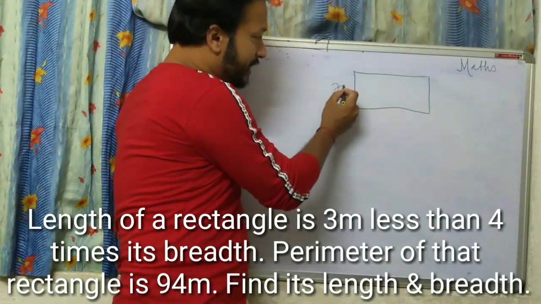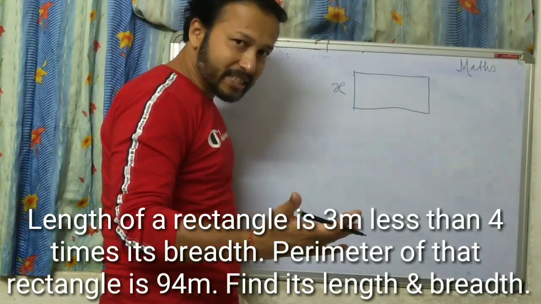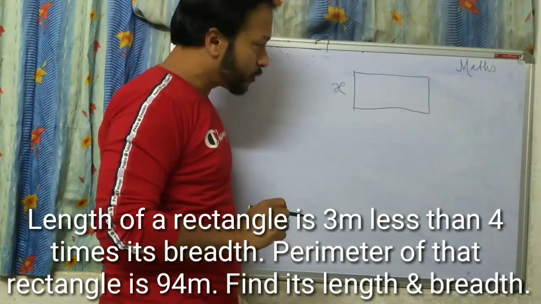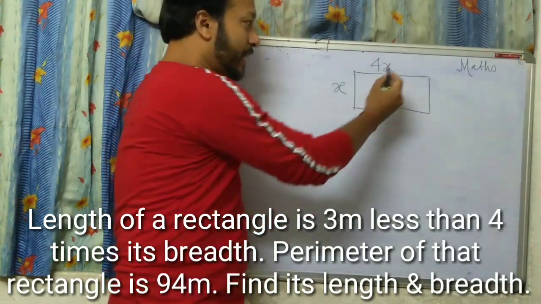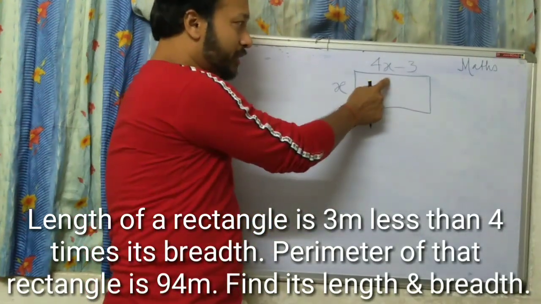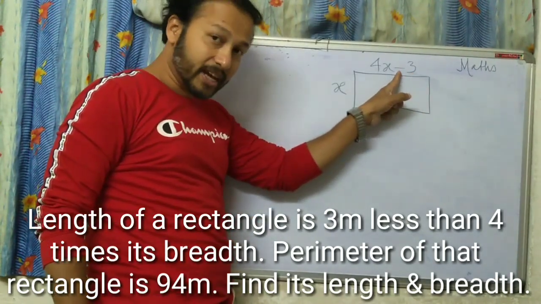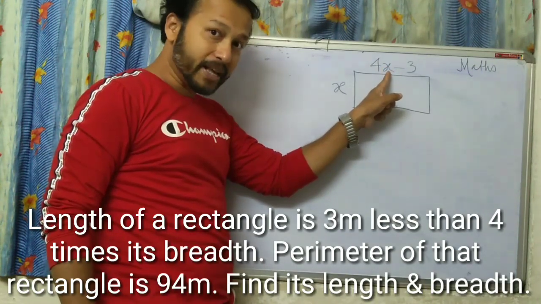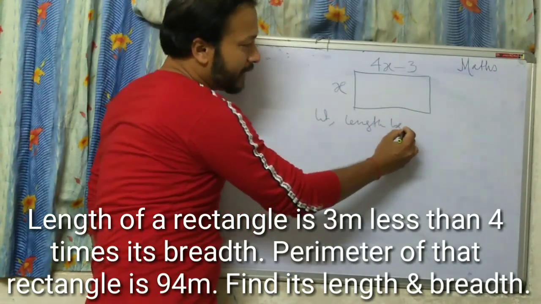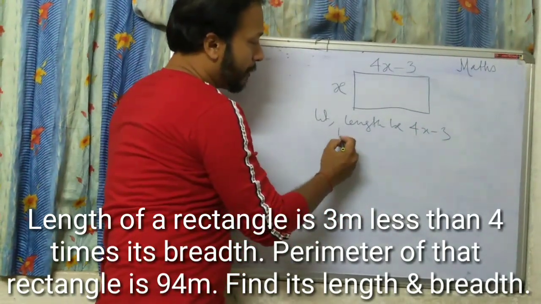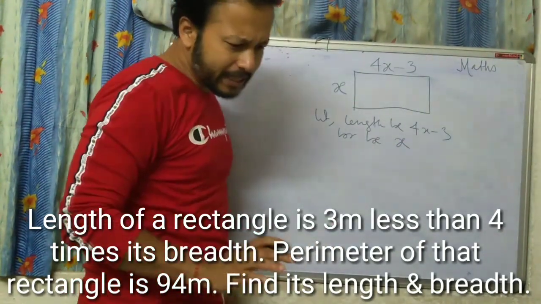First, let us consider that breadth is x. Then what is the length? Length is 3 meters less than 4 times the breadth. Breadth is x, so 4 times the breadth means 4x, but 3 meter less, that means minus 3. First you need to understand this. If breadth is x, then length is 3 meter less than 4 times of its breadth. Here you have to write that let length be 4x minus 3, breadth be x. Understood?